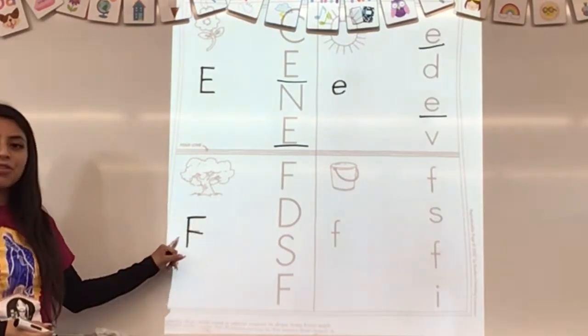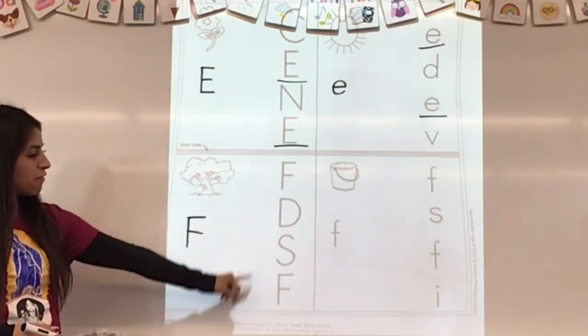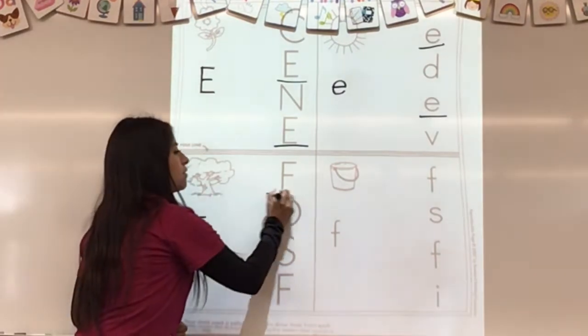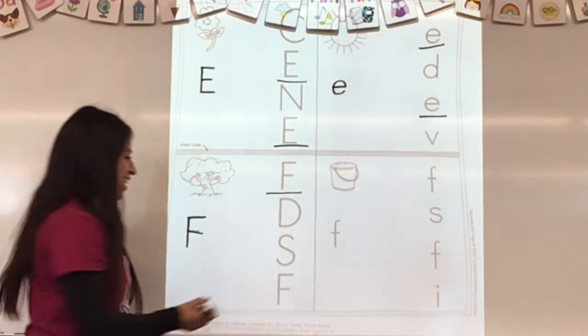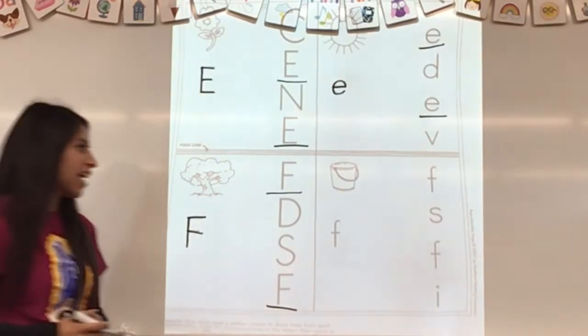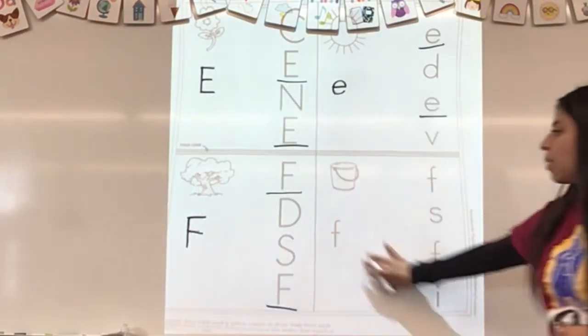Now that you gave yourself a reminder of how it looks, go ahead and find the other uppercase F in that box and underline from left to right. Go ahead and underline the other one from left to right. Good job, we're almost there, TK. Go ahead and move over to your last box.